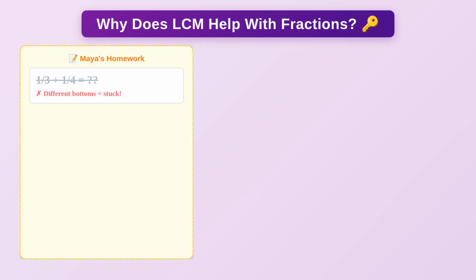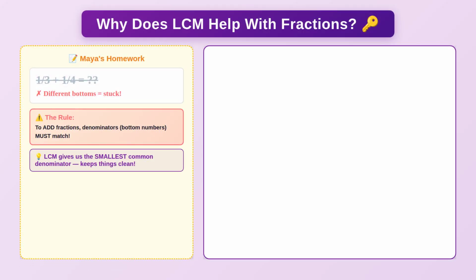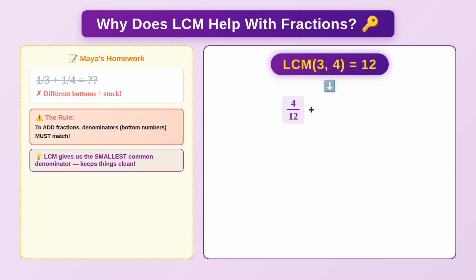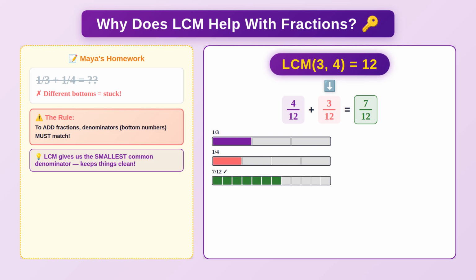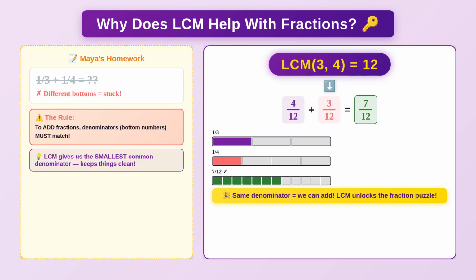Okay, so why does any of this help Maya with her fractions? Here's the connection. To add fractions, the denominators, those bottom numbers, must match. And the LCM gives us the perfect common denominator. It's the smallest one possible, which keeps our numbers nice and clean. Remember Maya's problem, 1/3 plus 1/4. The LCM of 3 and 4 is 12, so we rewrite both fractions with 12 on the bottom. Now they speak the same language, and we can add them. That's the power of LCM. It's the key that unlocks the whole fraction puzzle.